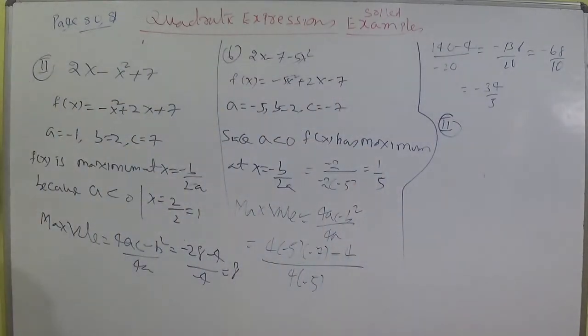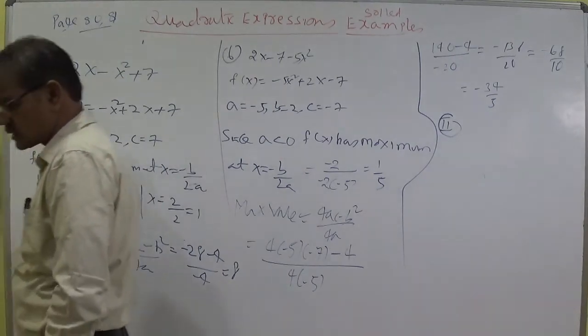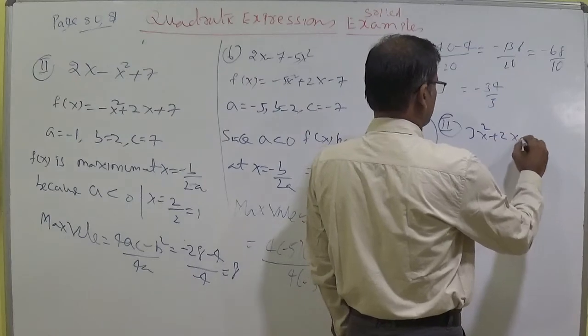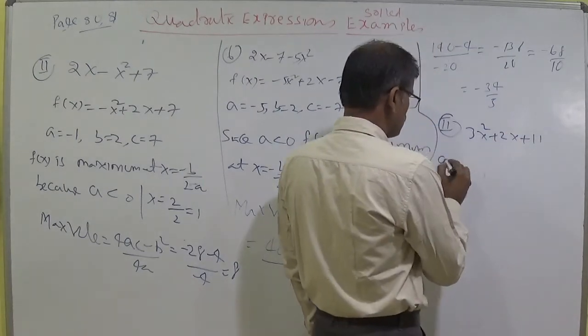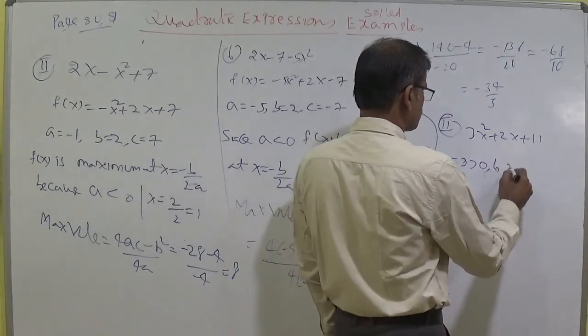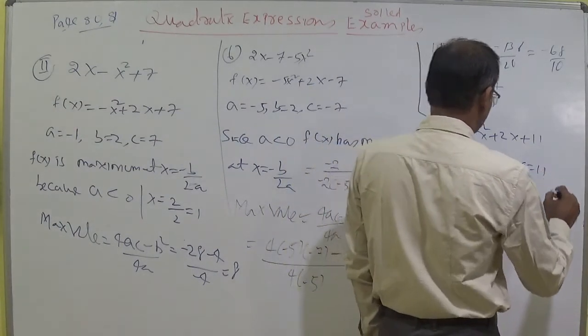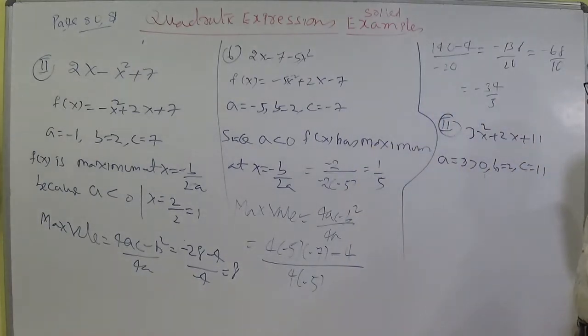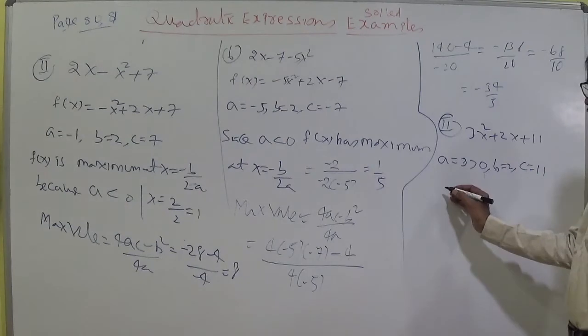Second sum: 3x square plus 2x plus 11. A is equal to 3, that is greater than 0, B is equal to 2 and C is equal to 11. I think here delta is less than 0, there is no question of min or max for every value, okay, we can understand.